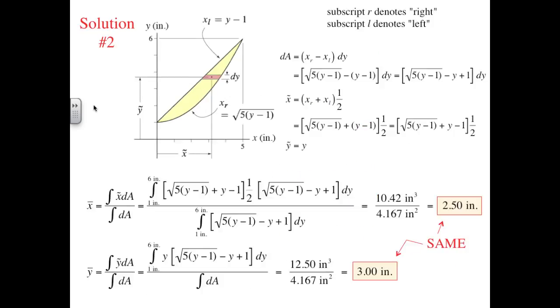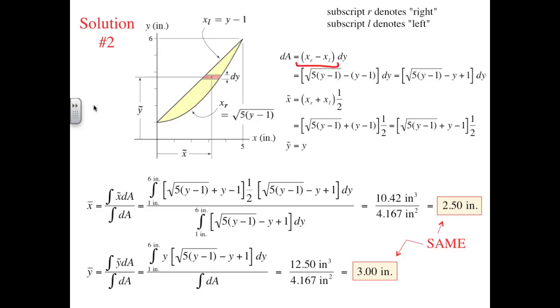If we choose a horizontally oriented strip, the differential element has finite width, differential height dy, and our integral will be in y. Since we are integrating in y, we have to rewrite our bounding curves so that we have left and right boundaries in x as functions of y. Then the width of our differential strip is the difference between the right and left boundaries.